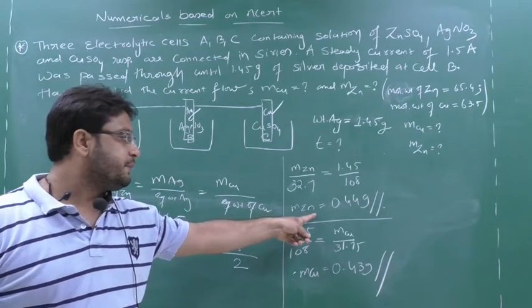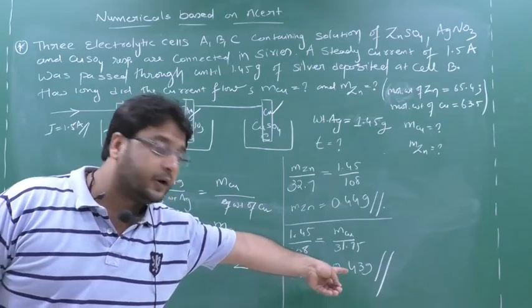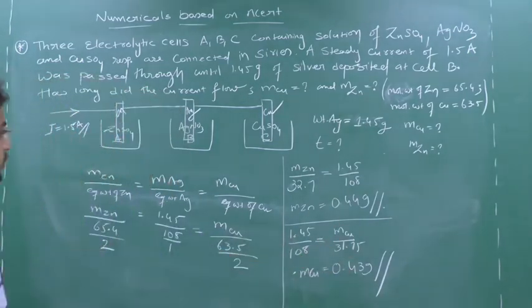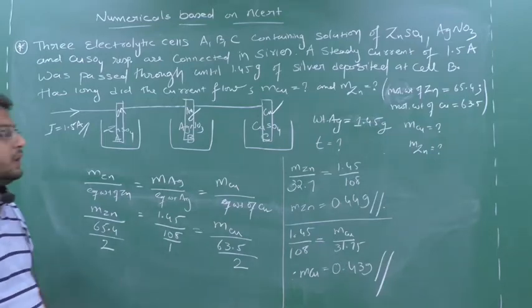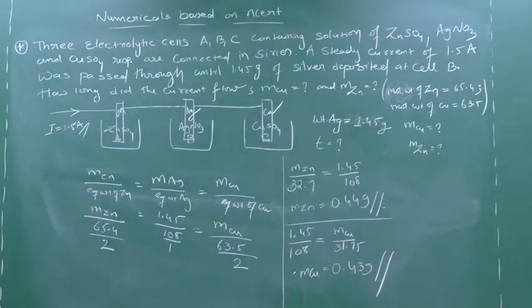Your mass of zinc deposited will be 0.44 gram and the mass of copper deposited will be nearly 0.43 gram. Directly you can solve by using Faraday's second law. Clear? Now, one more question is given, to calculate the time. First you copy this, then we will calculate the time. Please take it out. Done?